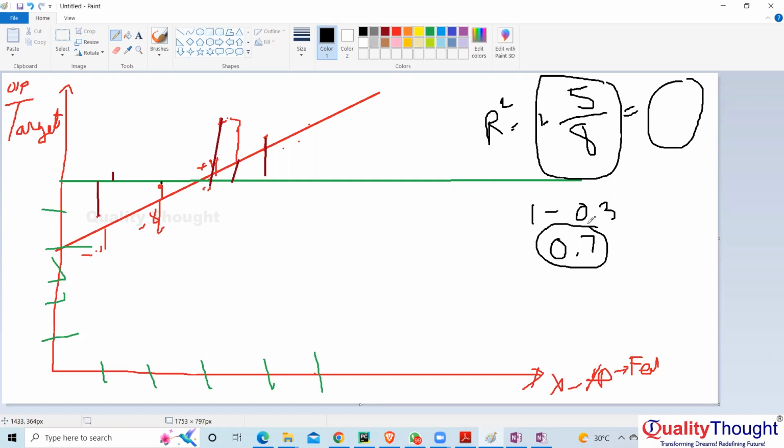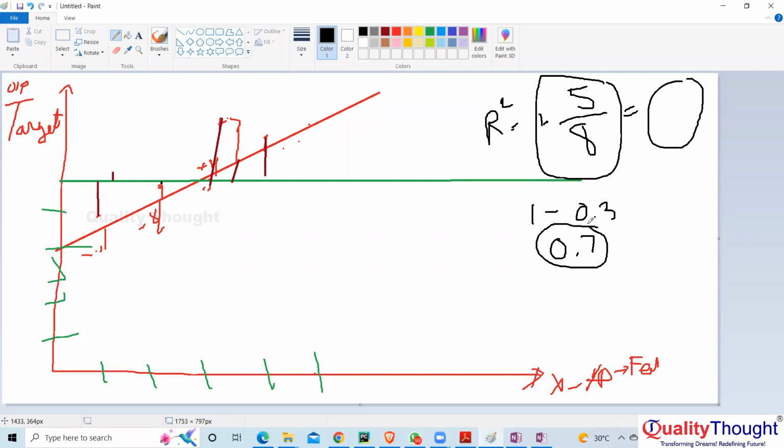See, if error is 0.1, that means accuracy is 0.9. 100 minus error will give you accuracy, isn't it? So that's what I'm doing, 1 minus. If you see, the lower value is not seen as positive, right? To make it a higher value, I'm saying 1 minus.